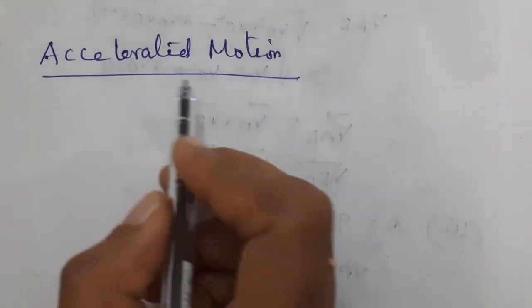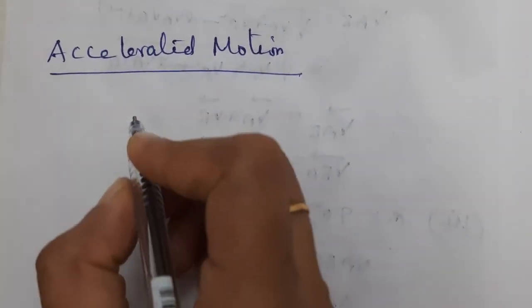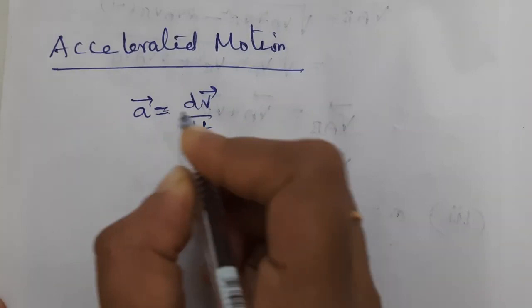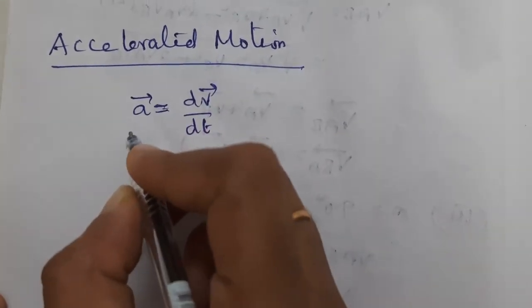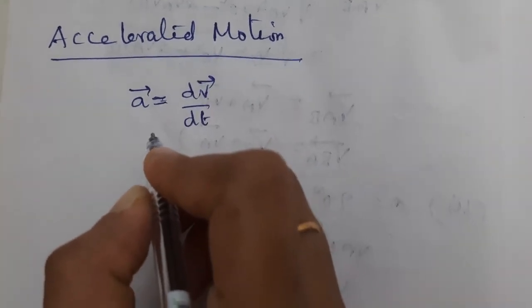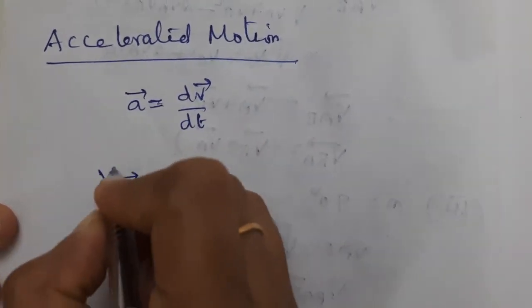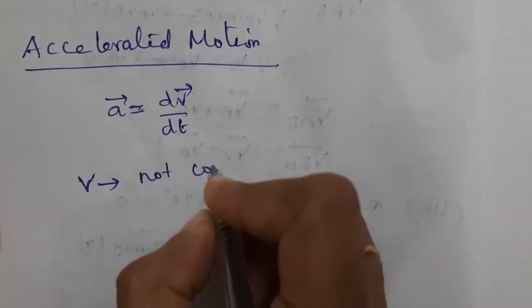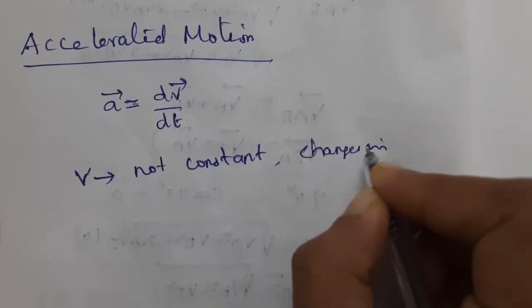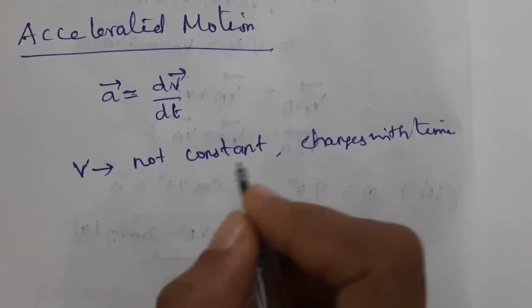The next one is accelerated motion. What is meant by acceleration? We will write a equal to dv by dt. Rate of change of velocity is equal to acceleration. Isn't it? It is also a vector quantity. So, the velocity of the object is no more constant but changes with the time. Such a motion is said to be an accelerated motion.